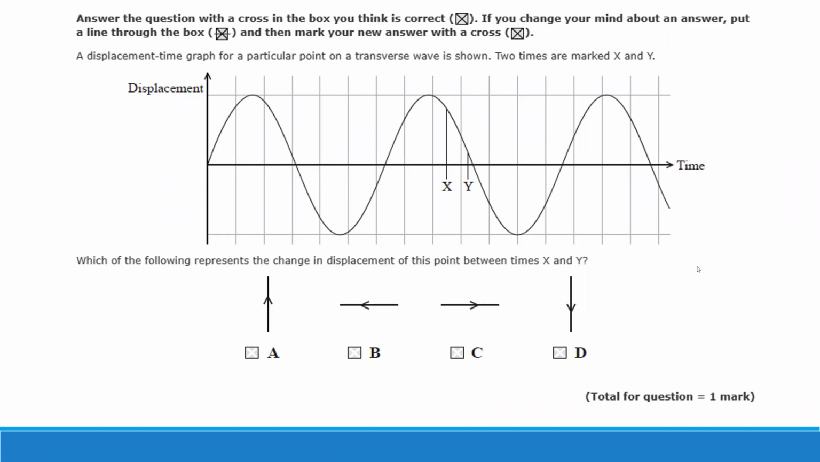A displacement time graph for a particular point on a transverse wave is shown. Two times are marked, x and y. Which of the following represents the change in displacement of this point between times x and y? What I want you to do is just annotate and tick whether you think it's A, B, C, or D. Everyone, when you have an answer, just tick which one you think.